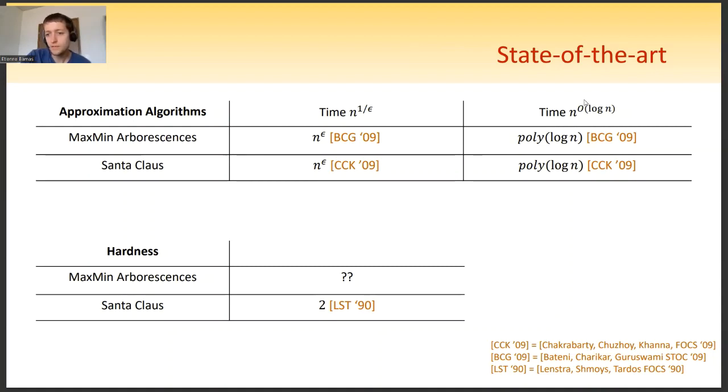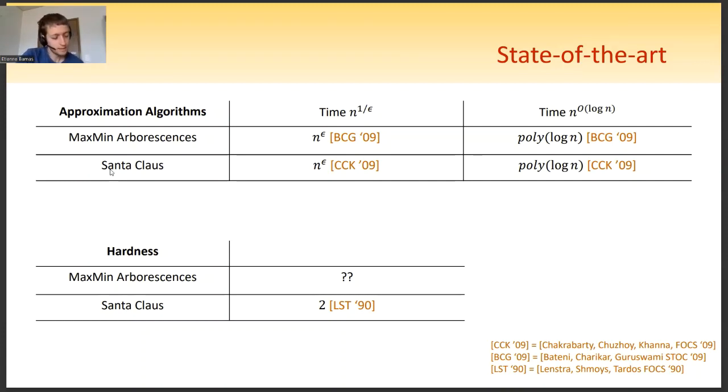And in the quasi-polynomial time regime, we also have polylogarithmic approximation for both problems. These two polylogs are similar, just the degree of the polynomial is slightly higher. So the state of the art for both problems looks very similar, and for a good reason: the paper of Chakrabarty, Chuzhoy, and Khanna that gives the state of the art for the general Santa Claus problem has, at the heart of their algorithm, some kind of reduction to a slightly more general arborescence problem.